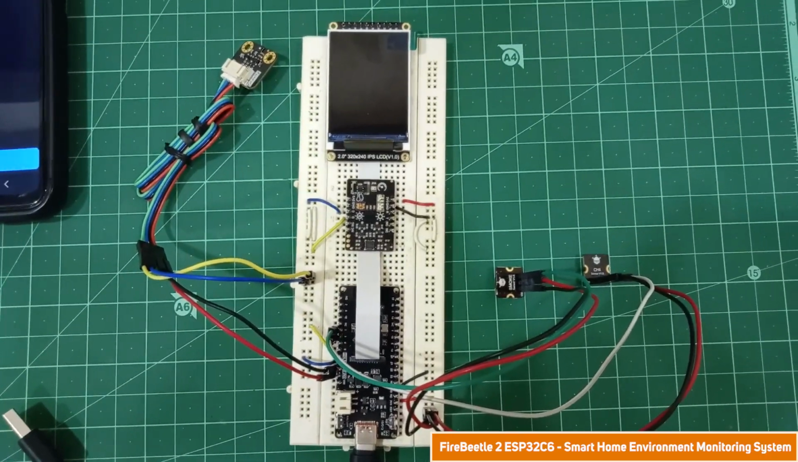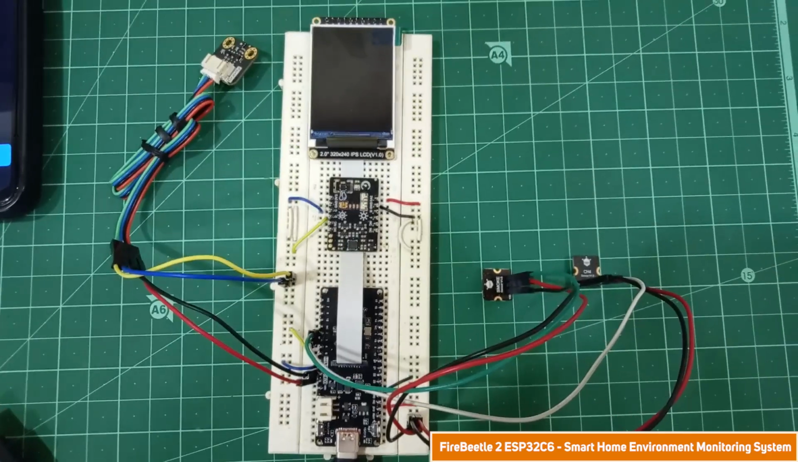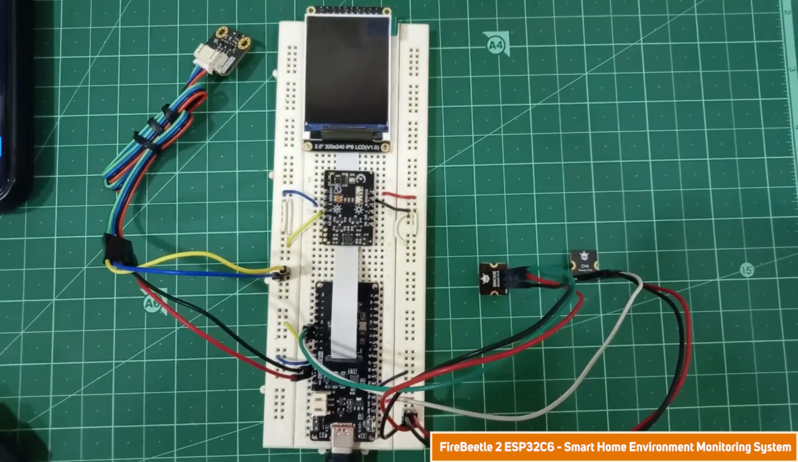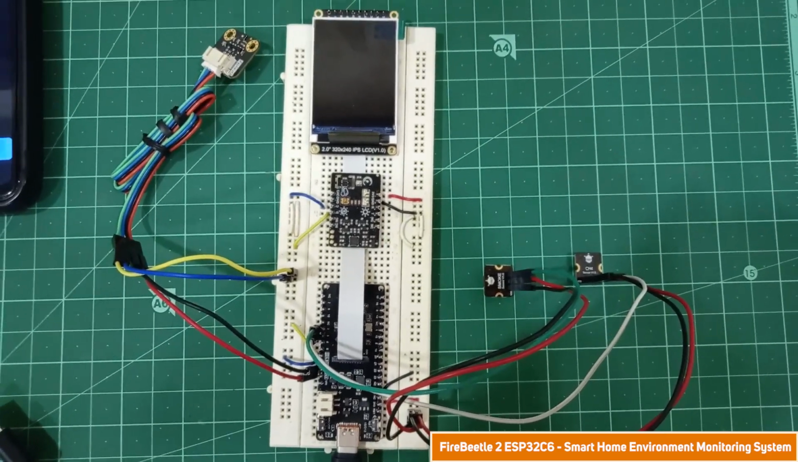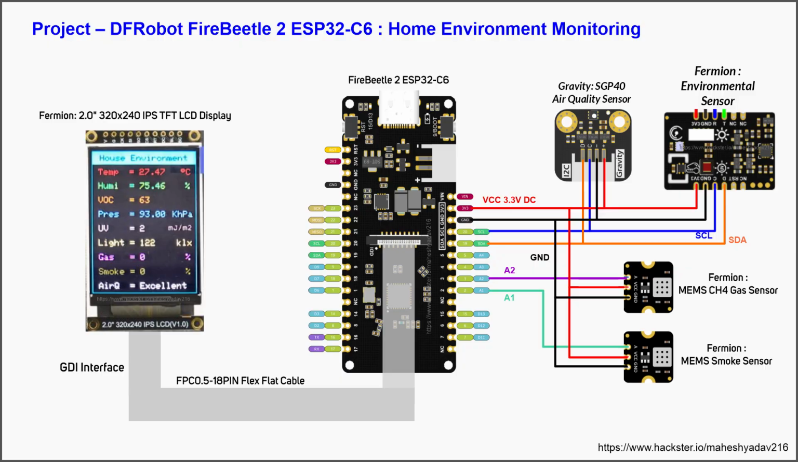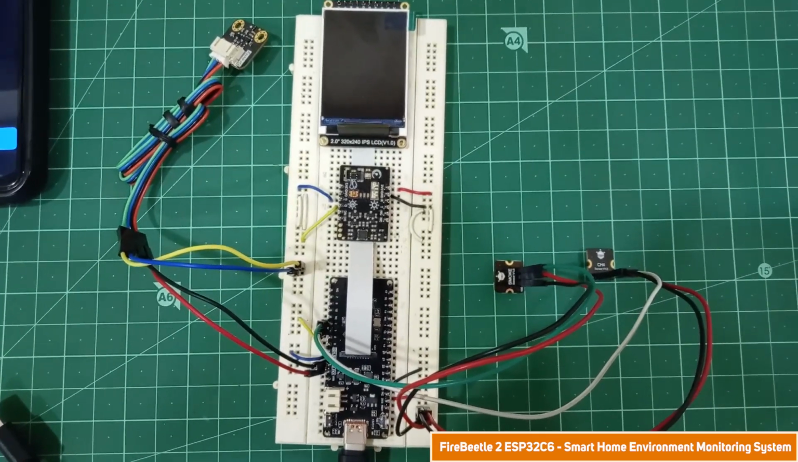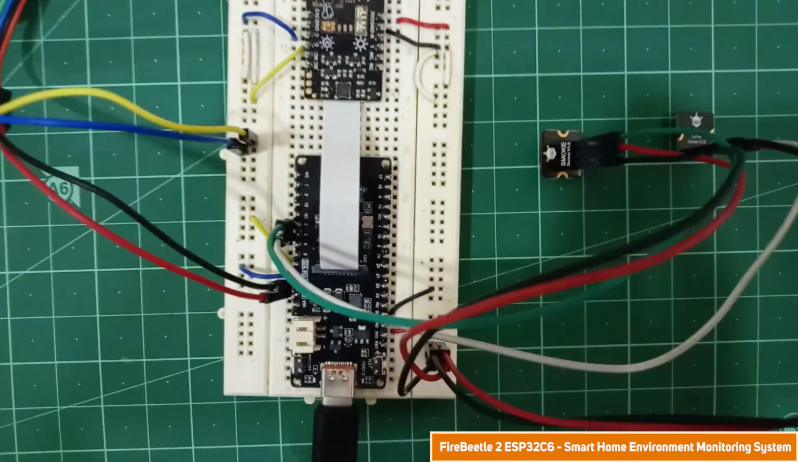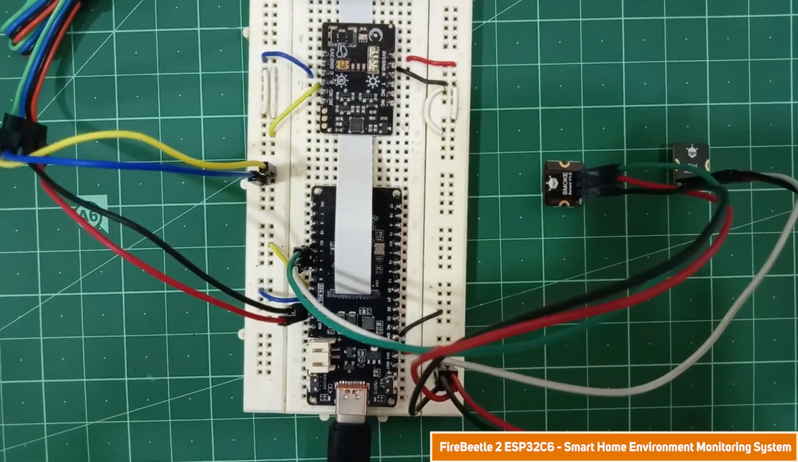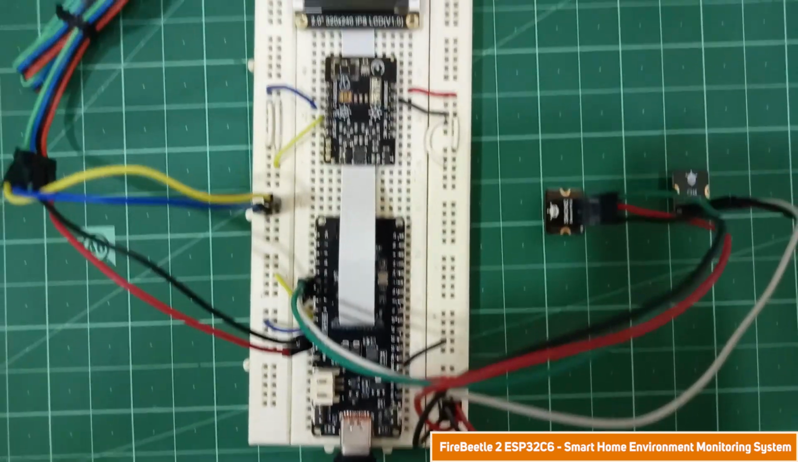Hi, let's see this project, Smart Home Environment Monitoring System. So this is the assembly of the project. You can see the circuit diagram of the project here, and let's see all the components. So this is DFRobot's FireBeetle 2 ESP32-C6 development board.